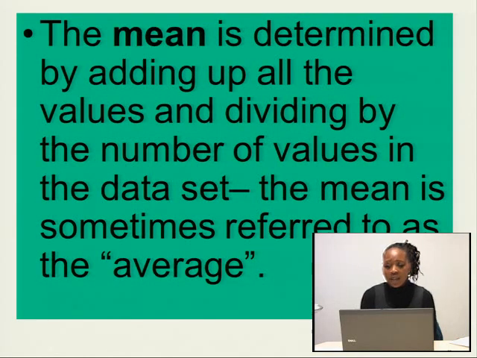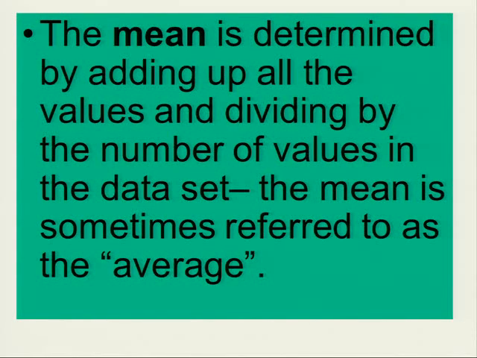Let's first talk about the mean. The mean is determined by adding all the values in a data set and dividing by the number of values in the data set. Remember, the mean is sometimes referred to as the average. In a question paper, they can either say determine the average or determine the mean. For example, if you are given 6 values, to get the mean you add up all the 6 values together and then divide by 6. That is how you determine the mean.